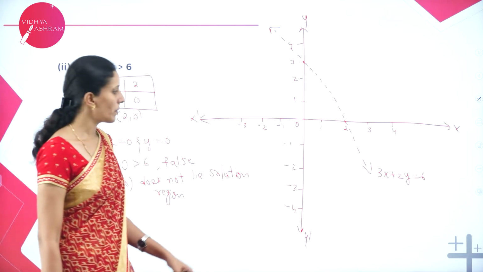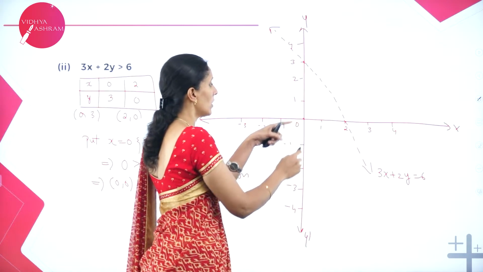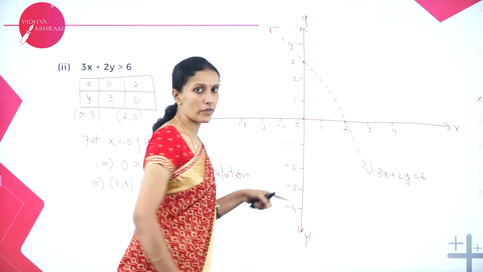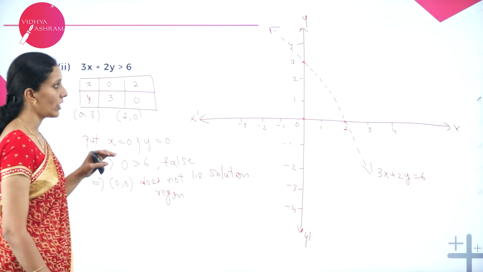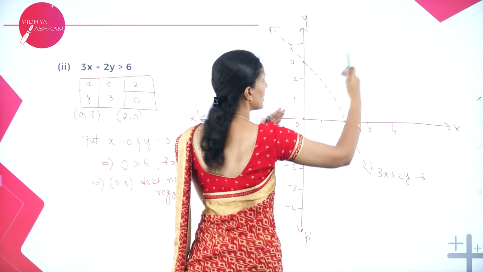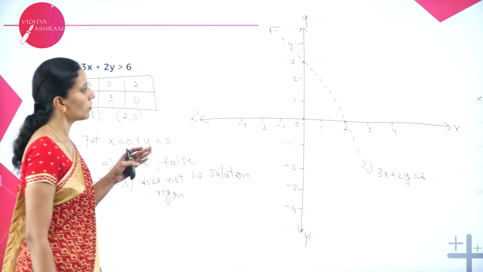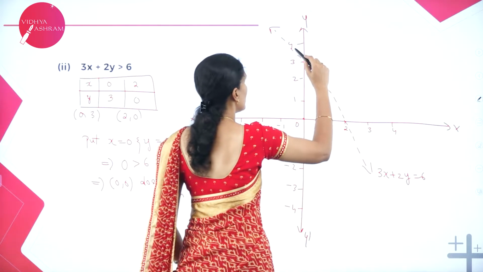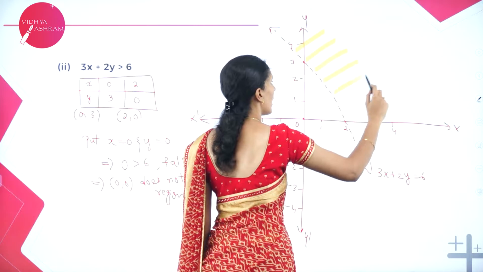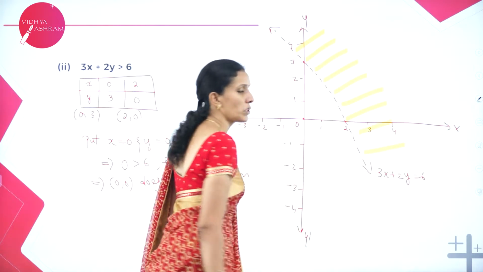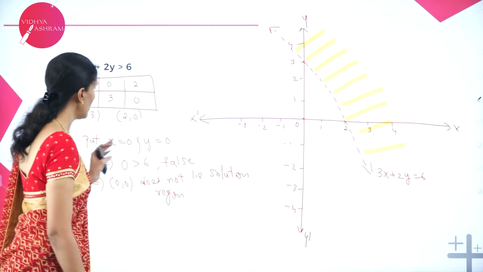So where is 0, 0? This is our 0, 0. So this cannot be the solution region for the given line. Therefore, the region above is the solution region. So how do we draw the solution region? Just shade the region above, which will give you the solution region for the answer.